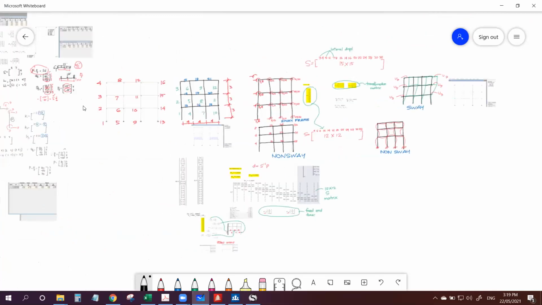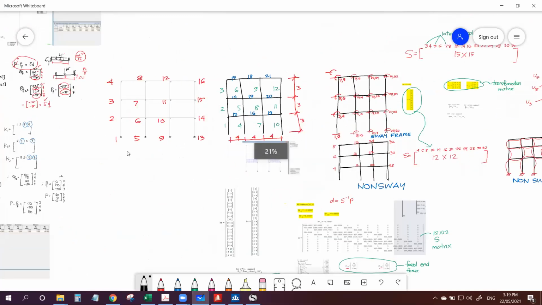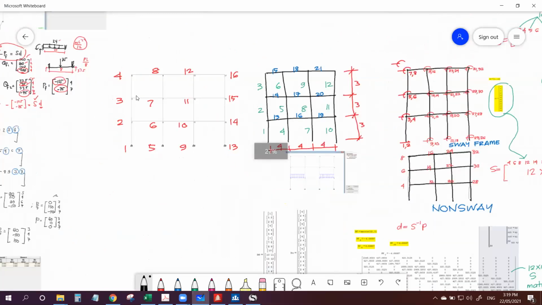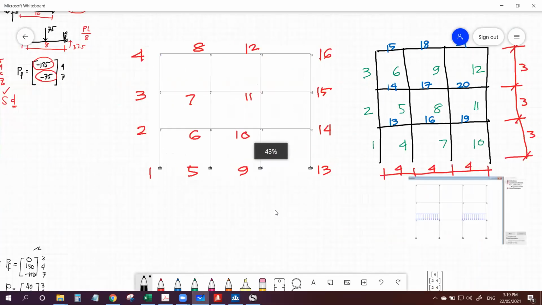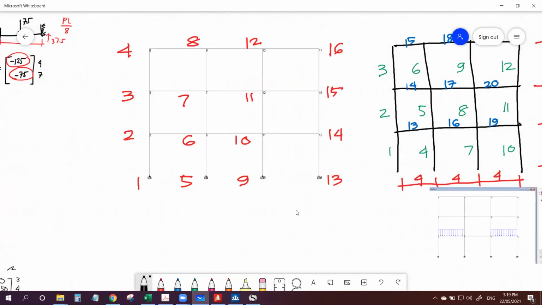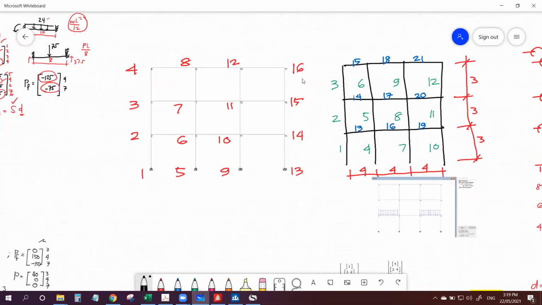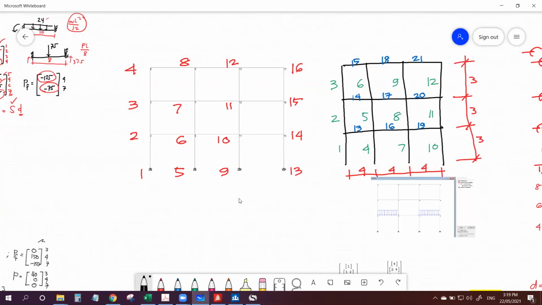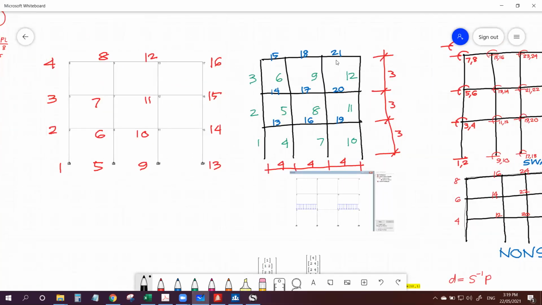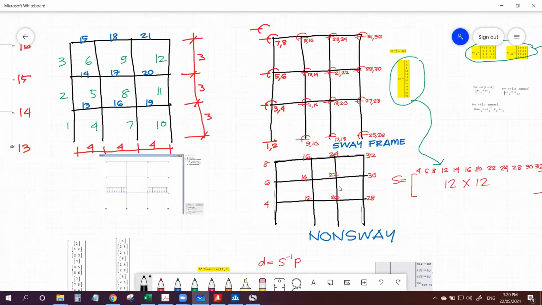So these again are the node numberings. We have 16 joints, no? Because 1, 2, 3, 4, 5, 6, 7, 8, 9, 10, 11, 12, 13, 14, 15, 16. And then we have 21 members. And then take a look at the difference now in the coding for non-sway and sway frame.